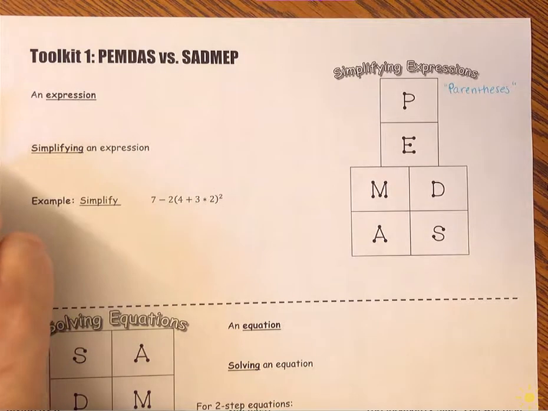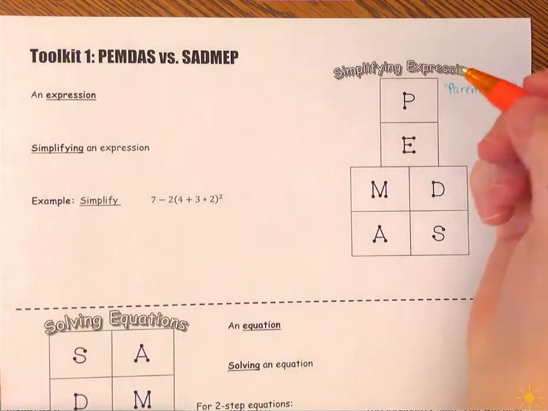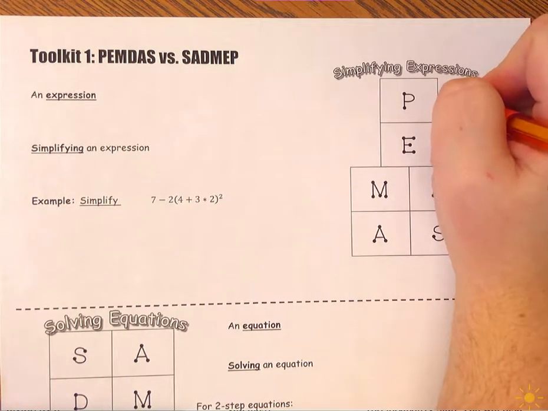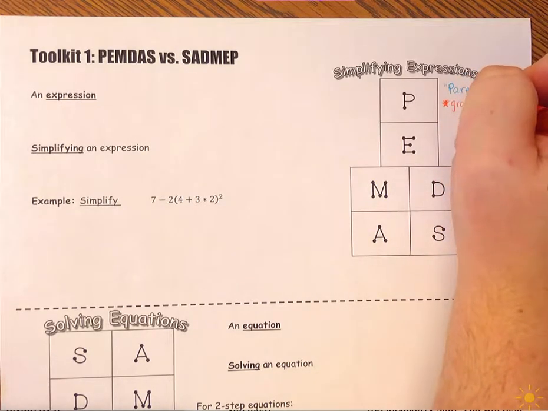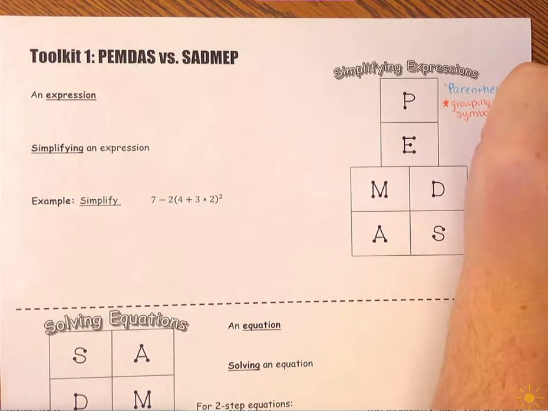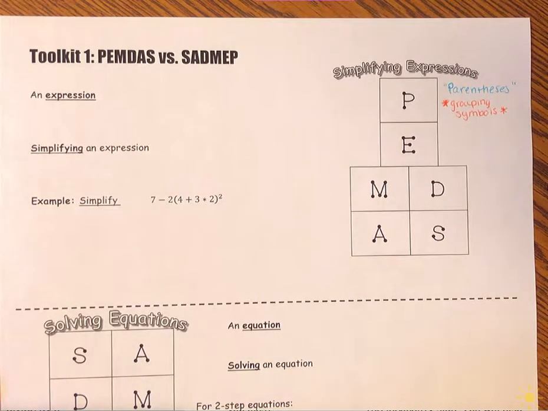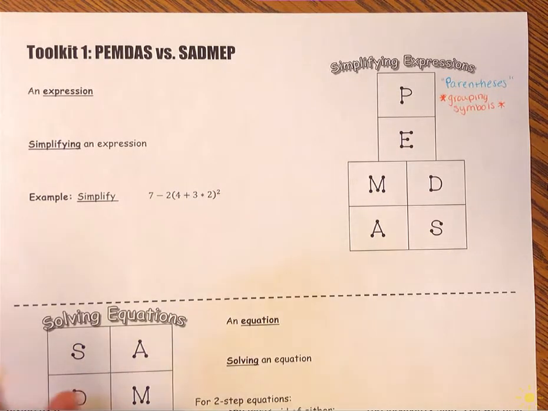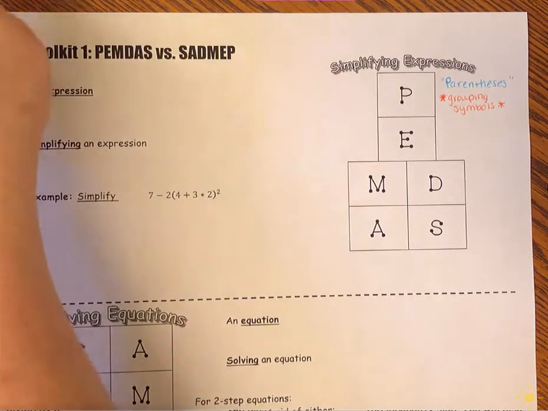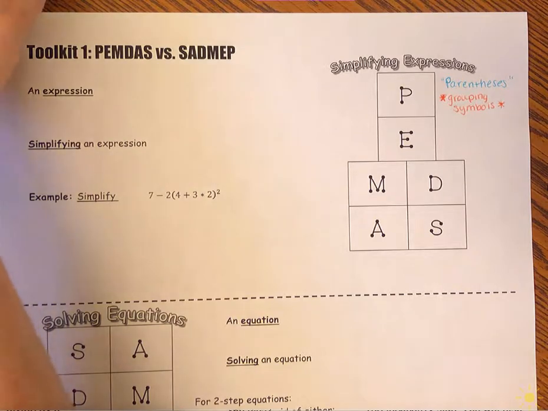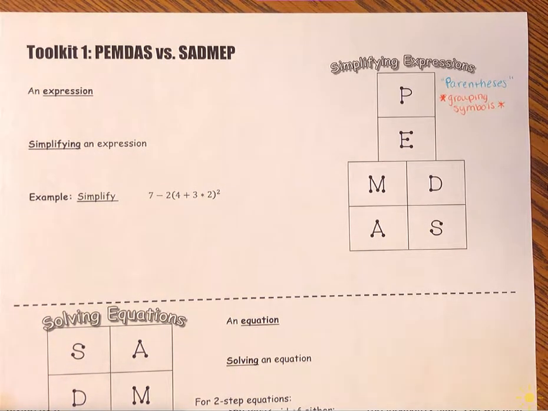Now, it does not just have to look like parentheses, it could be any grouping symbol. So I'm going to make a note of that. This is any grouping symbols, which means it could be absolute value bars, it could be a square root symbol, it could be parentheses, it could be brackets, it could be anything that groups something together. It could even be the numerator of a fraction.